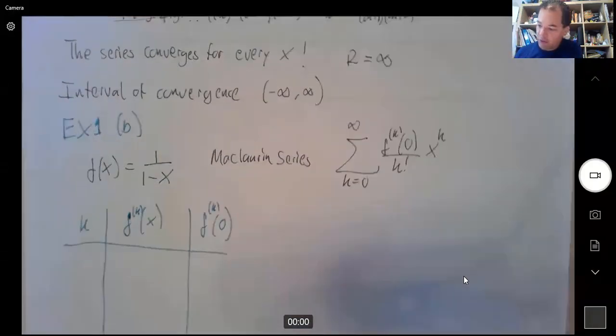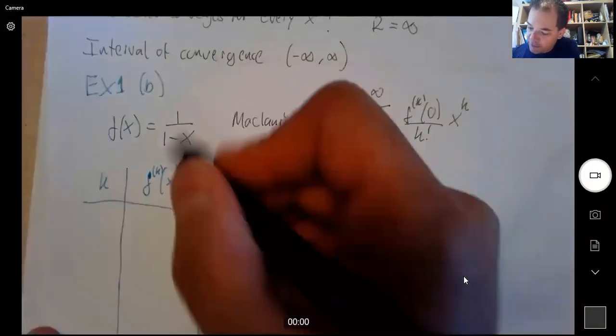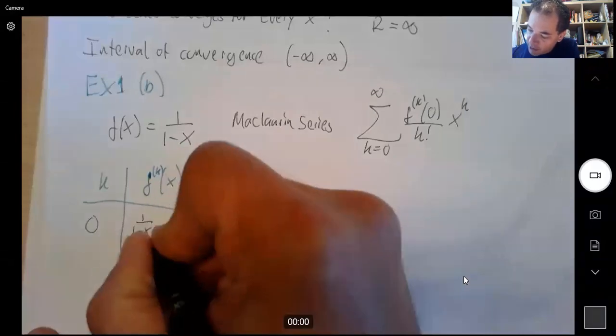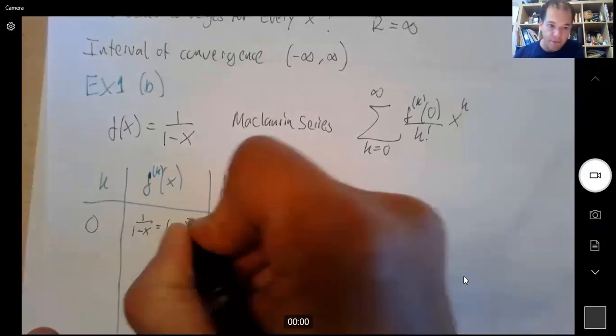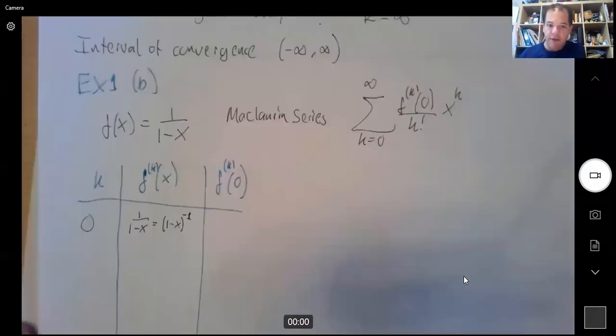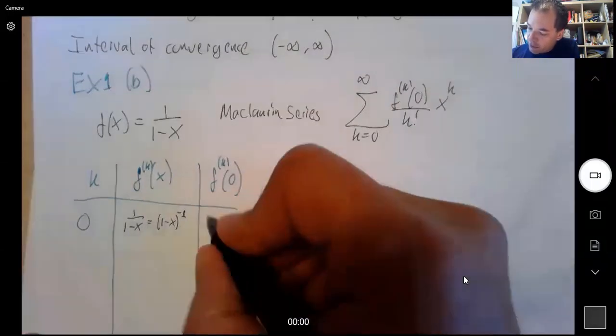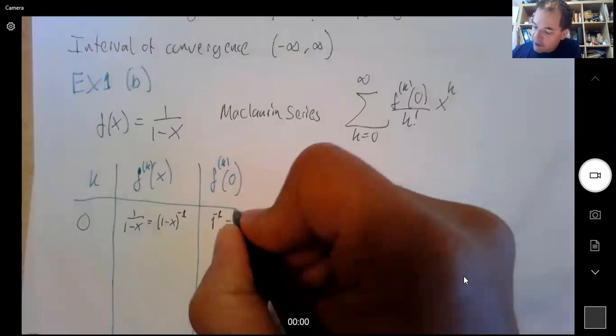All right, so the original function is 1 over 1 minus x. I'm going to write it like this, as (1 minus x) to the power -1. Then when we plug in 0, we simply get 1 to the power -1, so that's just 1. Easy.